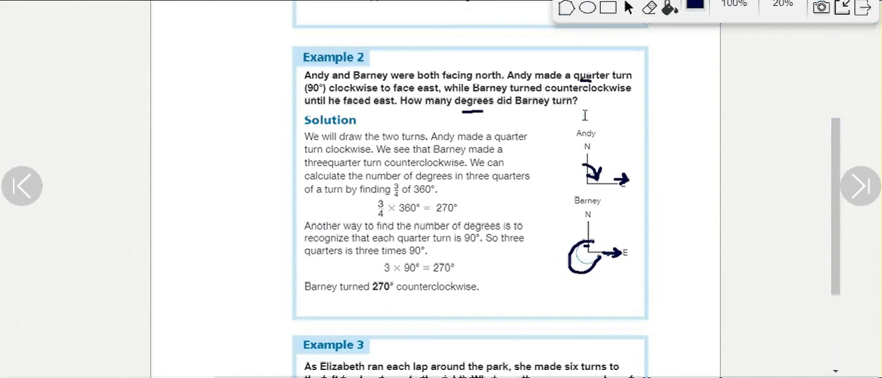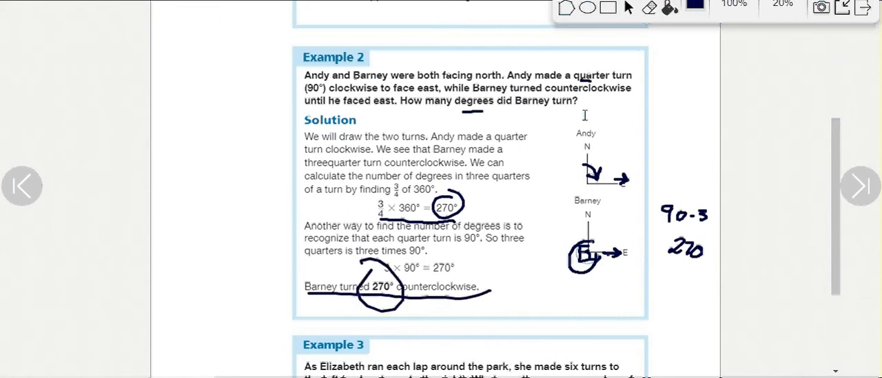You can think of it as 3 90-degree angles in a row, and 90 times 3 is 270. 3 90-degree angles. Or you could think of it as a 3/4 turn, because he made 3/4 turns. He almost went all the way back to north, which would have been a full turn, but he only did 3/4 turns. So 3/4 of 360. You could do the fraction multiplication math there. So you'd write Barney turned 270 degrees counterclockwise, against the clock.